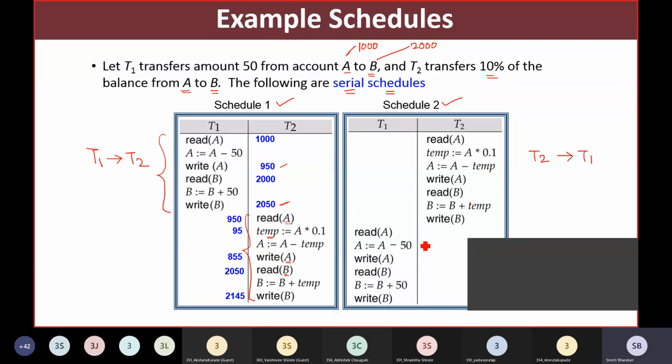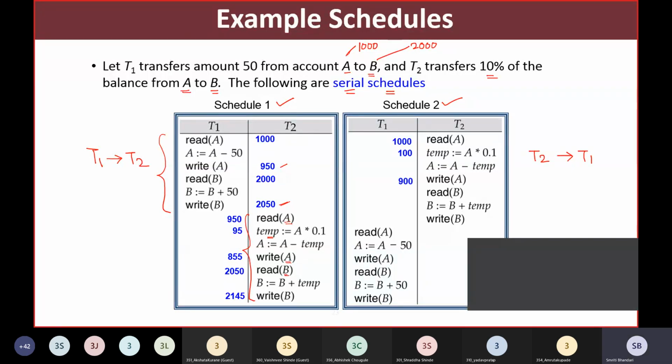This schedule number 2 is also valid, wherein the sequence of execution of transactions is different. So T2 is executing first and then T1. Once again, if my initial balance of A is 1000, then T2 is reading 1000. Now T2 is computing 10% of 1000, so it comes out to be 100, right? So 100 will be transferred now from A to B.